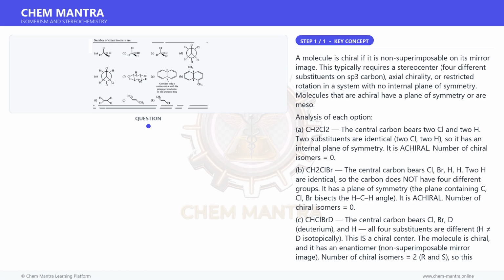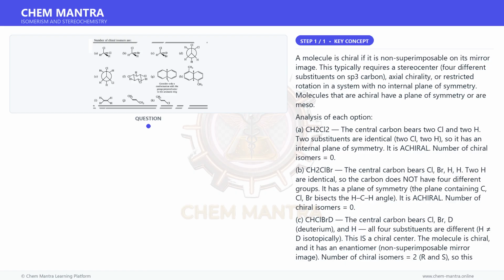1,1-dichlorocyclohexane or 1,2-dichlorocyclohexane. From the drawing, a circle with Cl, Cl on the top carbon and H, H on the bottom, this appears to be 1,1-dichlorocyclohexane. A carbon bearing two identical Cl cannot be a stereocenter. The molecule has a plane of symmetry and is achiral. Number of chiral isomers equals 0.